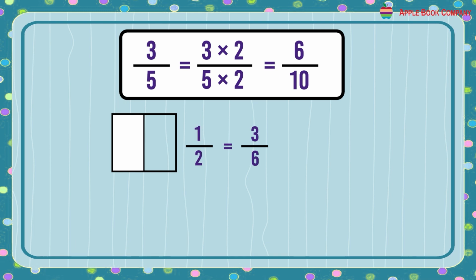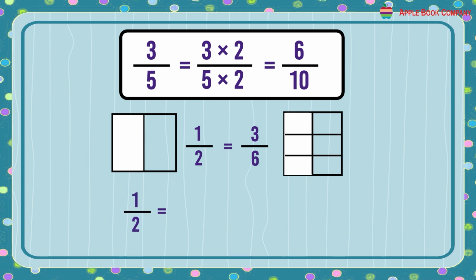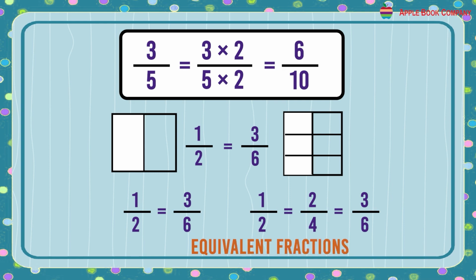Now to represent 3 by 6 in the diagram, draw another square and divide it into 6 parts and shade 3 parts. So 1 by 2 is equal to 3 by 6. Thus 1 by 2 is equal to 2 by 4 is equal to 3 by 6. Each of these fractions shows the same part of the square. So each of these fractions has the same value. Such fractions are called equivalent fractions.